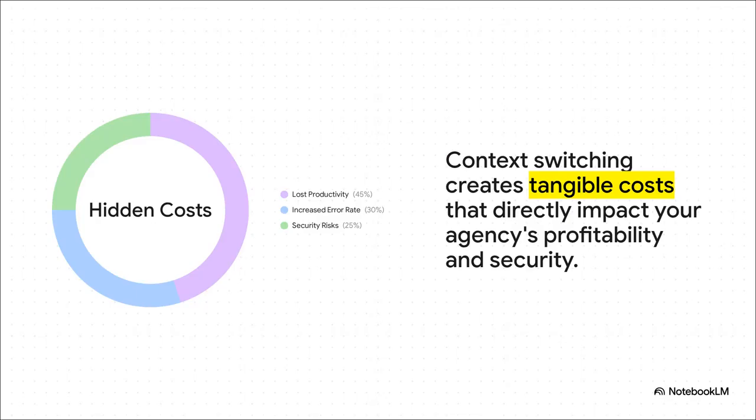And when we break it down, you can see the tangible costs right here. Lost productivity is the biggest piece of the pie. That's the death of the flow state we were just talking about. Then you've got the increased error rate. We've all heard the horror stories of posting to the wrong account. And finally, security risks. Sharing passwords in a spreadsheet or over Slack. It's an auditor's absolute nightmare and a massive vulnerability for both you and your clients.